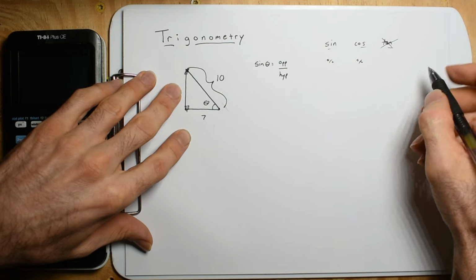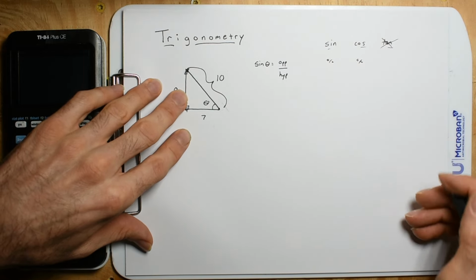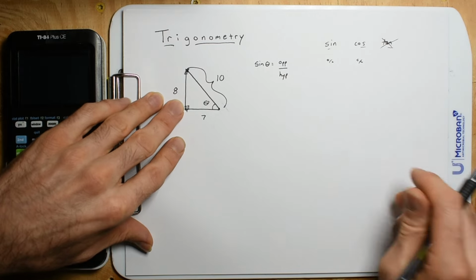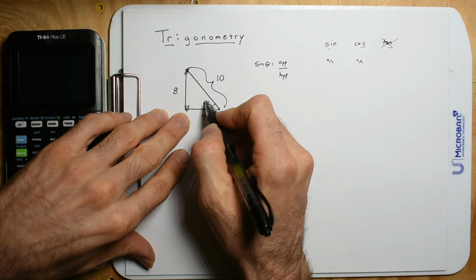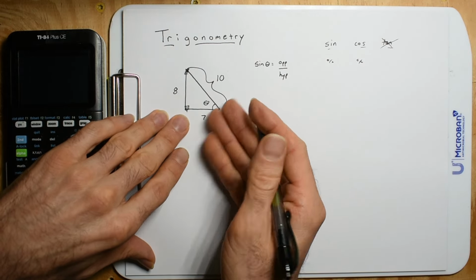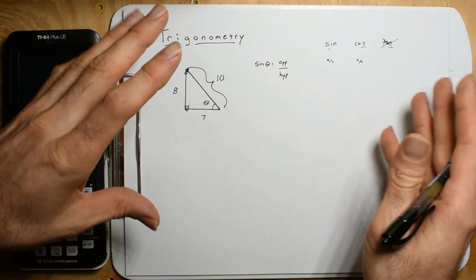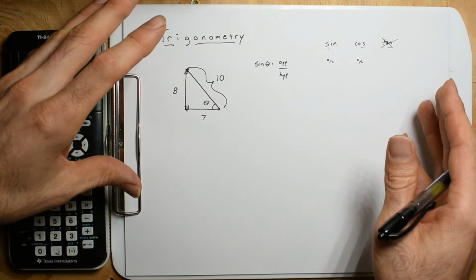And we'll get into it, because the other aspect is that it's good to know a few of these values. This looks like about a 45-degree angle. If this is 45, what is the sine of 45? What is the cosine of 45?